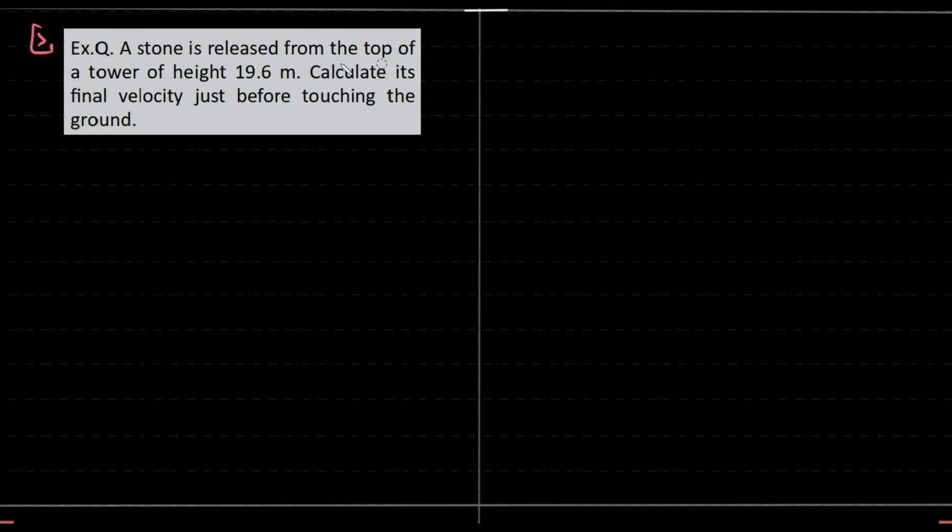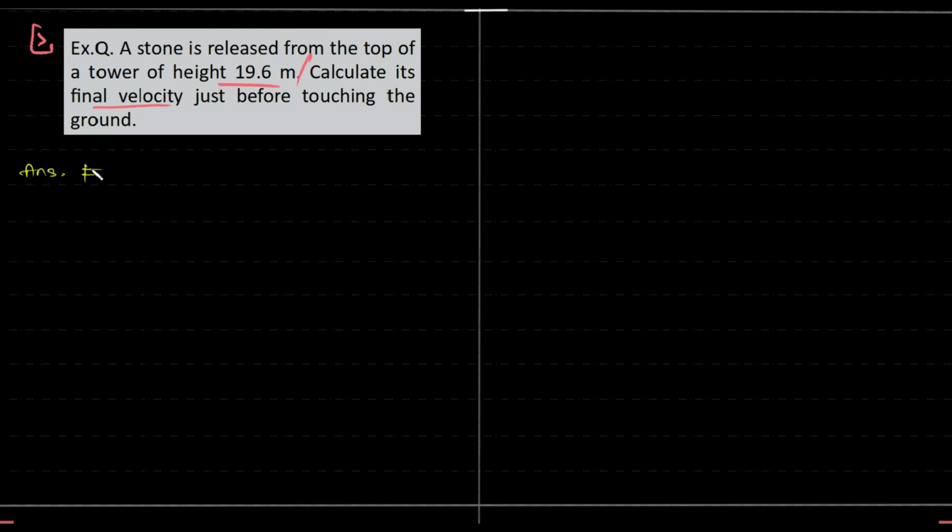A stone is released from the top of a tower of height 19.6 meter. A question related to falling. Calculate its final velocity just before touching the ground. So that's what we have to figure out. Whenever you see any value related to 9.8, your acceleration due to gravity should be equal to 9.8.